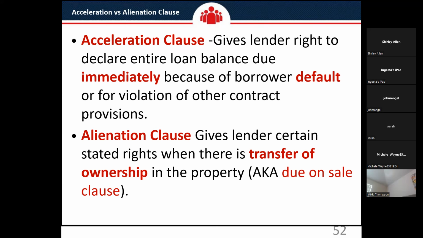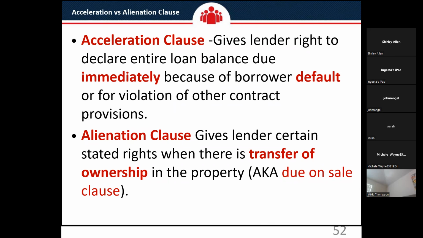some declarations in certain places that talk about things. It's small print. Some of them talk about whether or not this loan has an acceleration clause or an alienation clause, and you should pay special attention to that. An alienation clause is different from acceleration, so don't get them twisted. Alienation gives the lender the right to call the loan when there is a transfer of ownership in the property. Transfer of ownership is your key word, or due on sale clause, your keywords to look for.